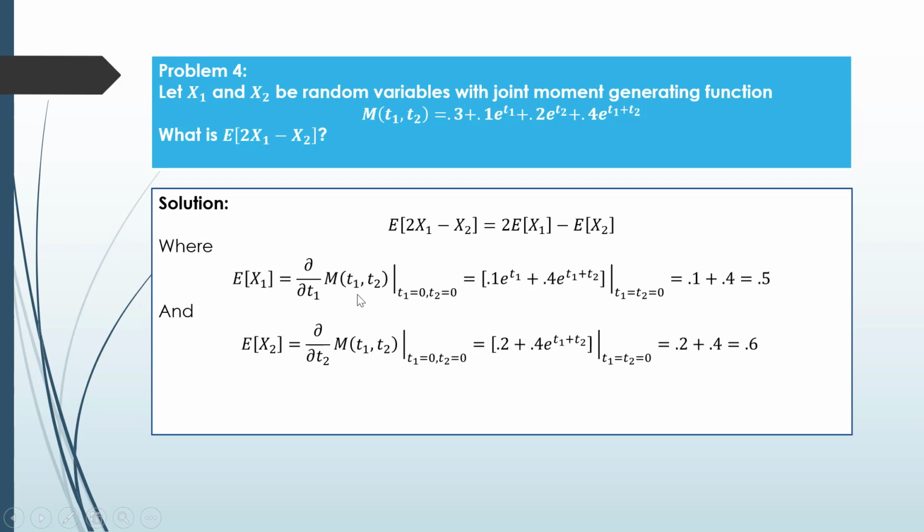So now we use these two results to find the expected value of 2x1 minus x2. The expected value of 2x1 minus x2 is 2 times 0.5 minus 0.6, and we get 0.4 as the answer.